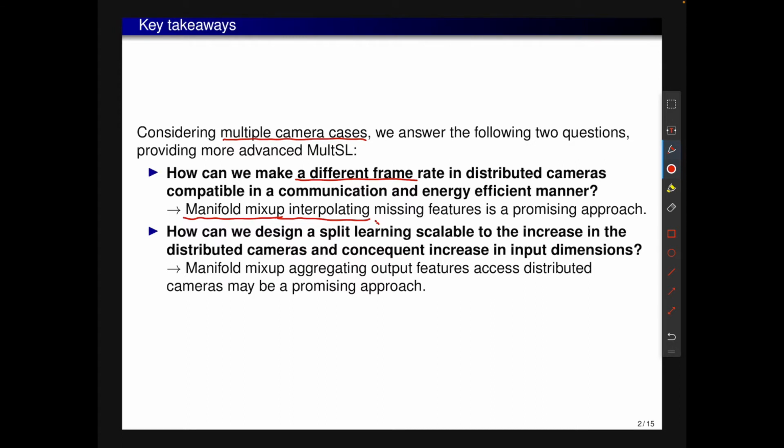Okay, and the second question is how we can design a split learning scalable to the increase in the number of distributed cameras. In split learning, the upper layers' input size increases as the number of distributed cameras increases, if you would like to combine images from distributed cameras. We provide the answer of manifold mix-up aggregation. This is an average-based aggregation that can realize scalable split learning in terms of energy efficiency.